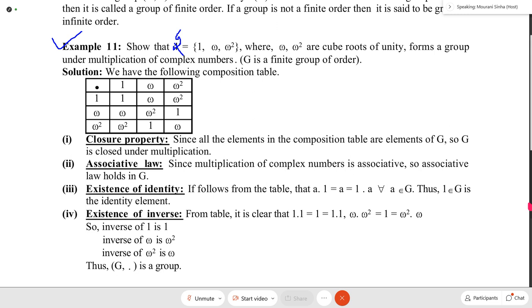I will be giving you this. You can just go through this till abelian, all the 5 properties. Then example 12, we have G is plus minus 1 and plus minus i.